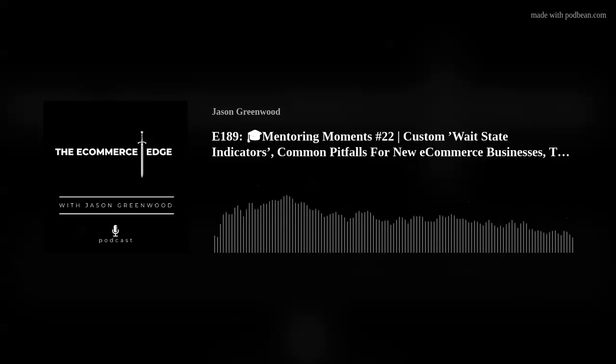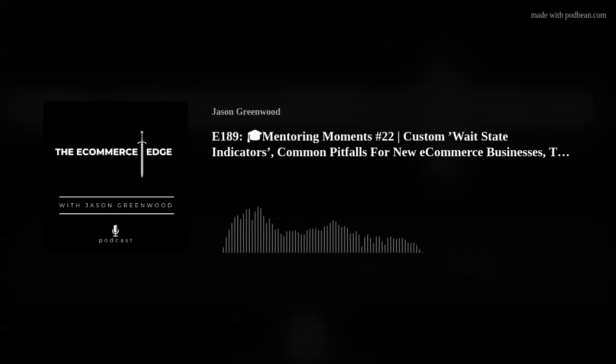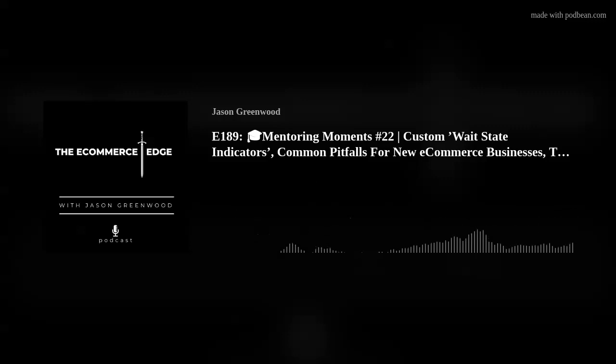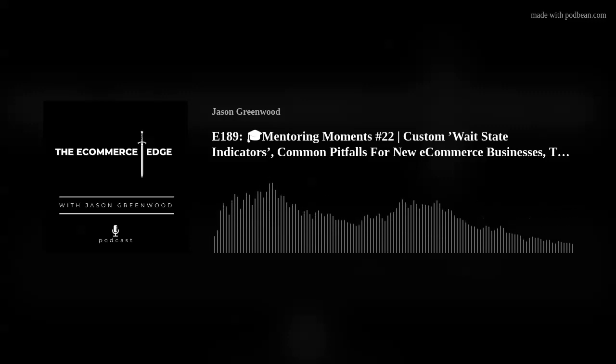You can call it a loading indicator. There are different terms for it, but wait state indicator is probably one of the most common. A loading indicator, a loading icon, a page load icon. There are different ways to talk about it, but a wait state indicator is a pretty well-known term. So I think you can get away with that.